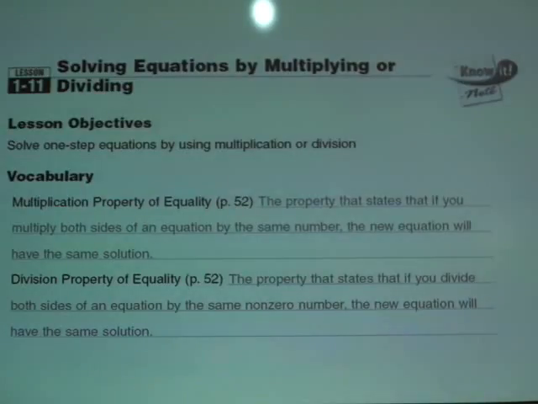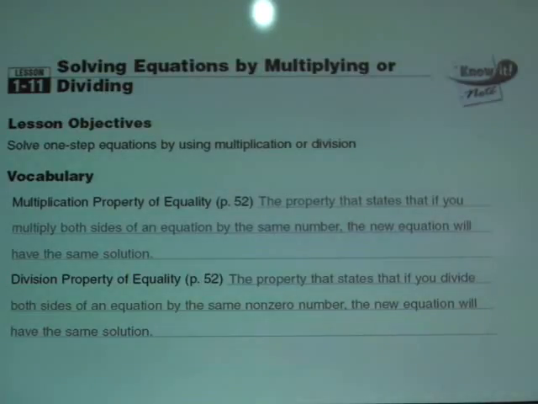Division property of equality, that's the property that states that if you divide both sides of an equation by the same non-zero number, the new equation will have the same solution. And that's how we're going to solve multiplication problems.